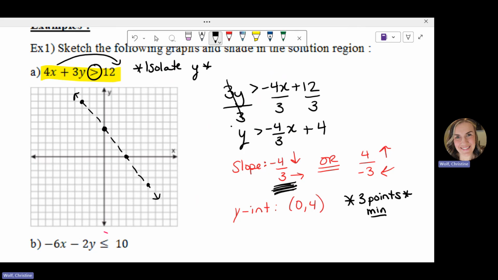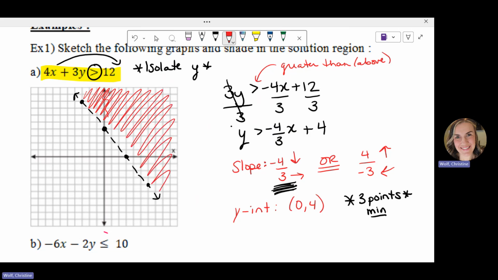And now we have to do the solution region. Because we are greater than, I'll just draw that over here. This is greater than. We are going to shade above the line where our y values are getting higher. So we don't shade down here. Our y values are getting lower down there, right? We want to shade up there where our y values are getting bigger. So that means we're on top of the line. So this whole thing is the solution region. Okay, you may remember this a bit from Foundations 20.